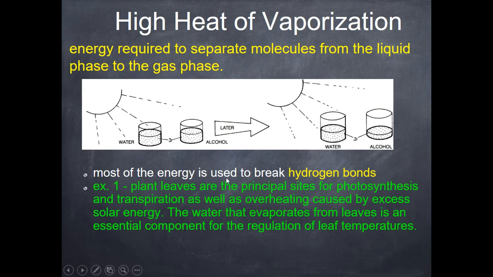So when we have our plant leaves, they can have a problem with overheating caused by extra solar energy. The water that evaporates from the leaves is an essential component of the regulation of leaf temperatures. It's almost like when you are sweating and releasing that water, the evaporation of the water on your skin from your sweat is cooling you down. And so that's what we're seeing here with our high heat of vaporization.